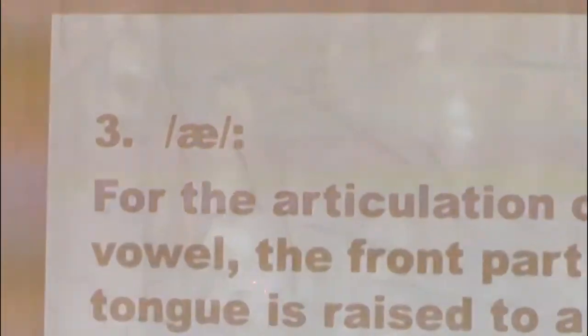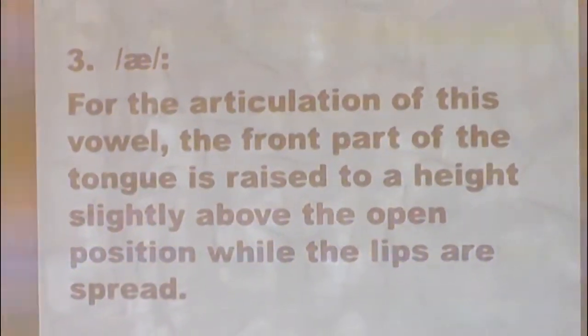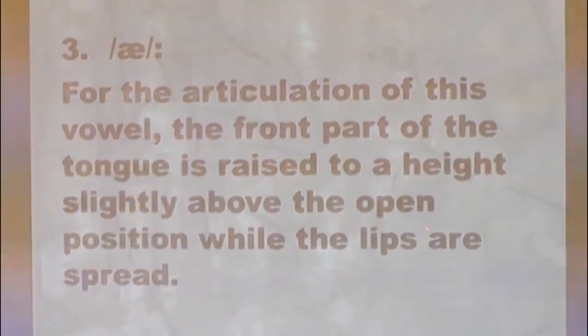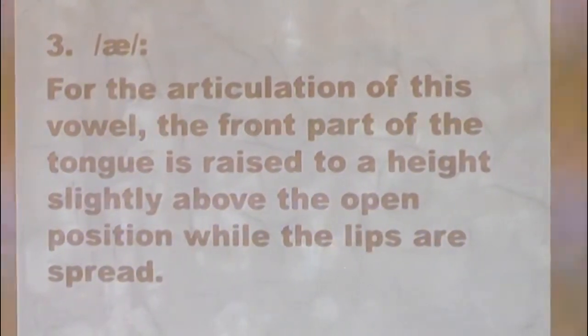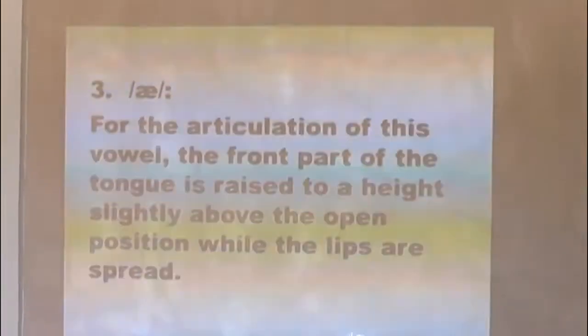This is also another short vowel sound. It is pronounced as /æ/. For the articulation of this vowel, the front part of the tongue is raised to a height slightly above the open position, while the lips are spread. Look at me and repeat after me. Say it after me. Thank you. Let's look at the examples here. We have heart.